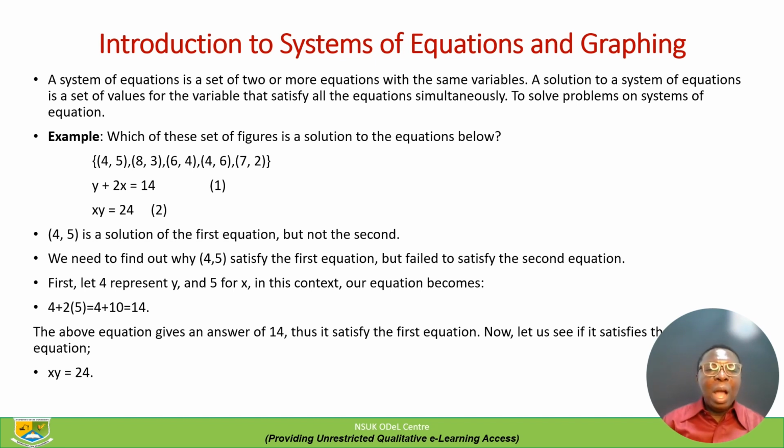We need to find out why (4, 5) satisfies the first equation but fails to satisfy the second equation. First, let 4 represent y and 5 represent x. In this context, our equation becomes 4 plus 2 times 5, which is 4 plus 10, equals 14. The above equation gives an answer of 14. Thus, it satisfies the first equation. Now, let us see if it satisfies the second equation, that is, xy equals 24.